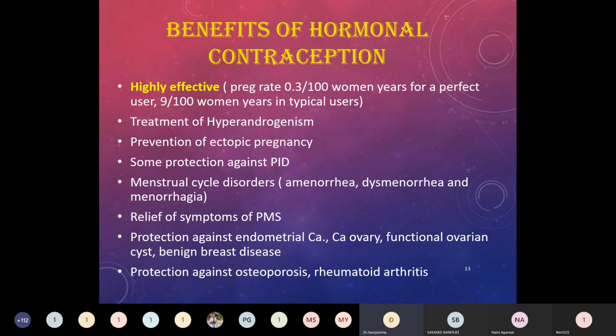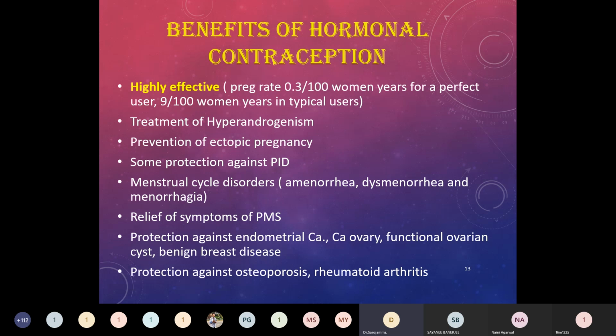resulting in protection. And the benefits of oral contraception: the first thing is they're highly effective. The pregnancy rate is 0.3 per 100 women years for a perfect user. And I explained in the last class what is a perfect user and what is a typical user. A perfect user is the one who uses the pill without fail on any given day. The typical user has a history of missed pills. It is very good with the perfect user, with 0.3 per 100 women years, and it can be used in cases of hyperandrogenism.